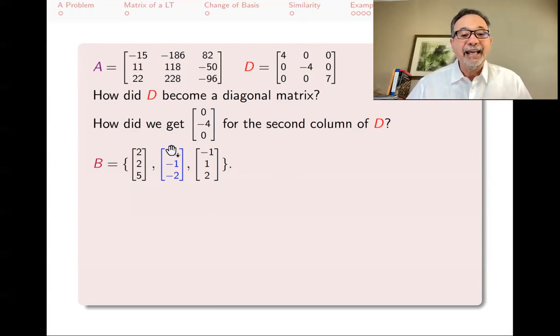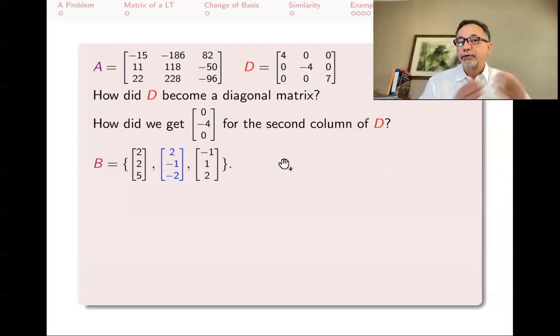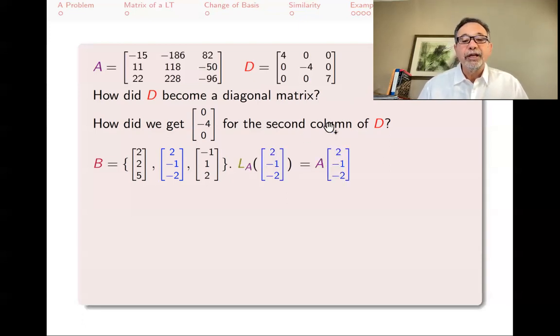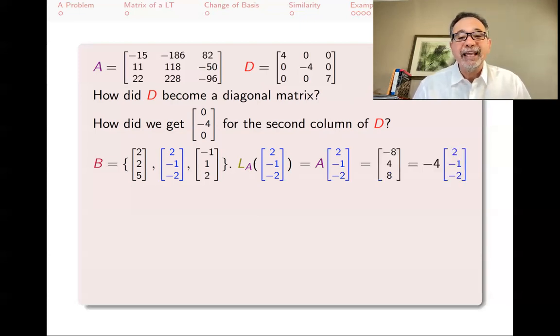So for the second column, we take the second element of that basis, send it over, but then write it again in terms of the same basis and see what the coordinates are. For the first and the third column, we do similar, but with the other elements. And so we had to find LA of (2, -1, -2). And the point was that you multiply A by that, and we got (-8, 4, 8).